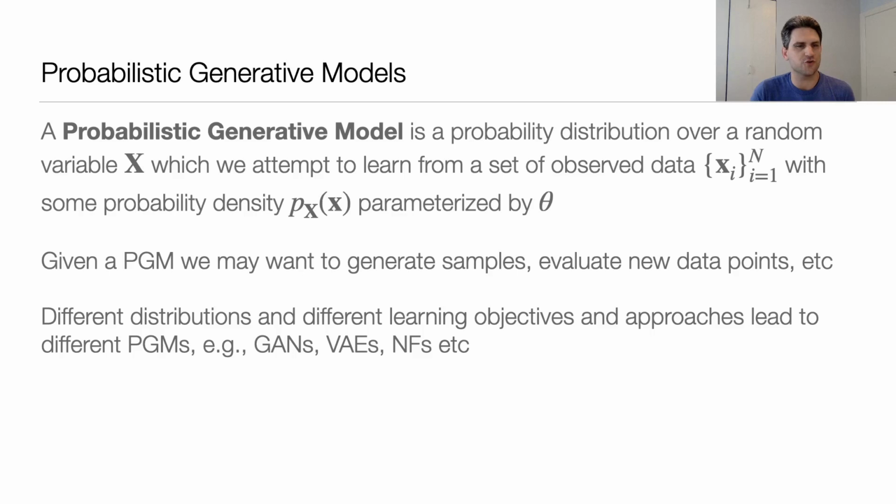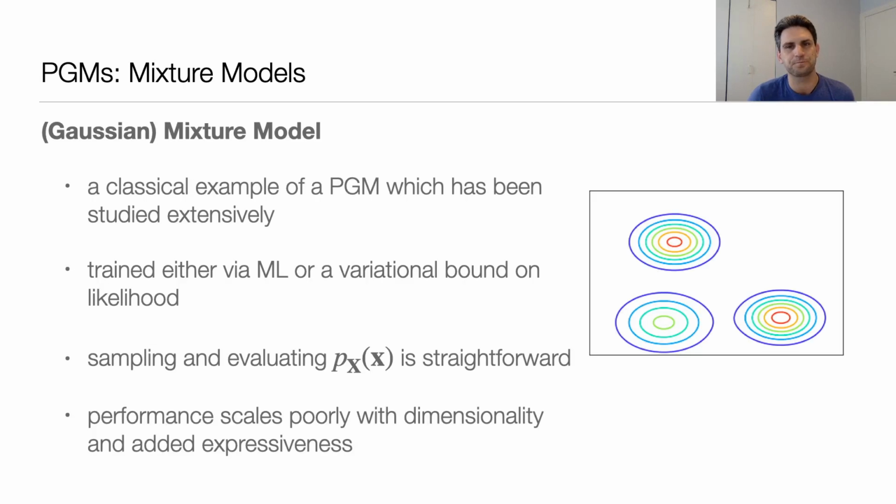There's many different choices that you can make in a PGM. Different choices of distributions, different learning objectives, and different learning approaches all lead to different probabilistic graphical models, right? And many of which are familiar in terms of GANs and VAEs, but this lecture and this tutorial is focusing on normalizing flows in particular. But I'm going to talk just very briefly about some other types of probabilistic graphical models to set the stage for why normalizing flows are interesting.